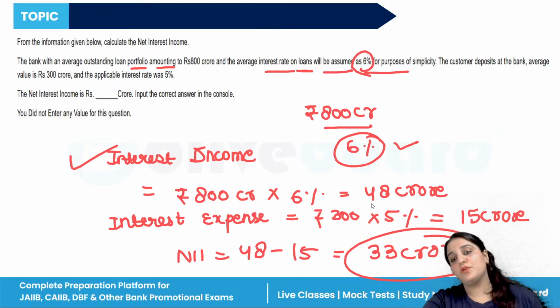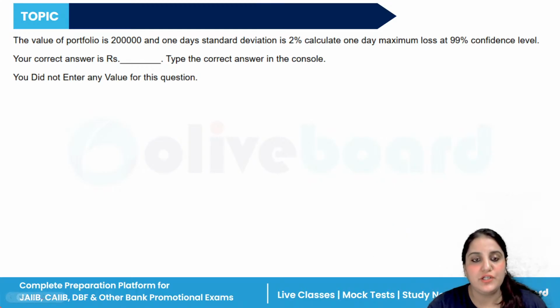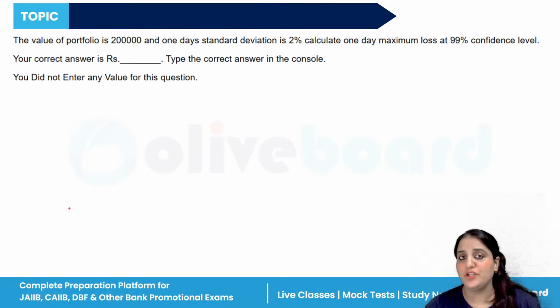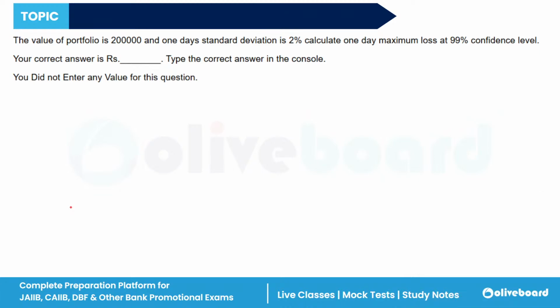Now let's see one more question for today. Where we have to tell about the value of portfolio is 2 lakh and 1 day standard deviation is 2%. Now calculate the maximum loss at 99% confidence level. As I told you about this, so you can easily calculate this. We have to do nothing.